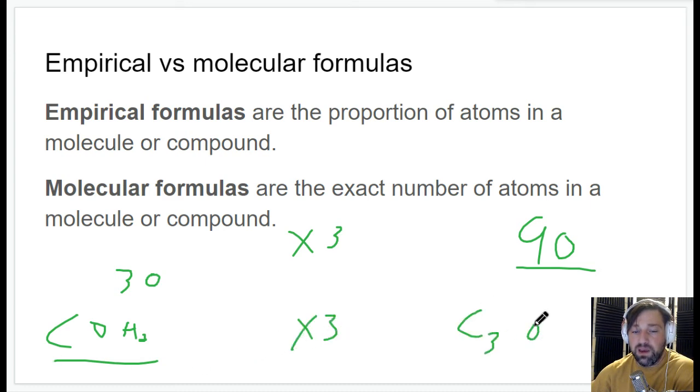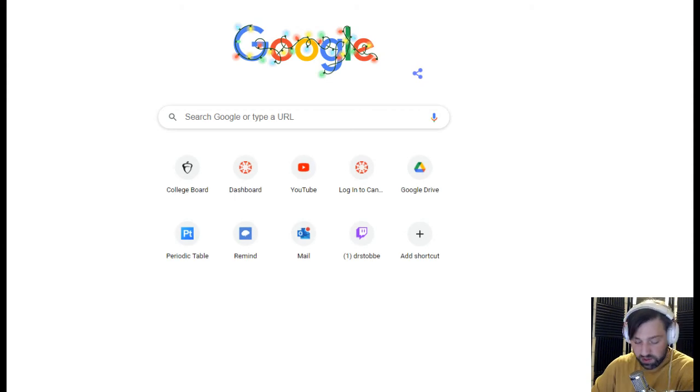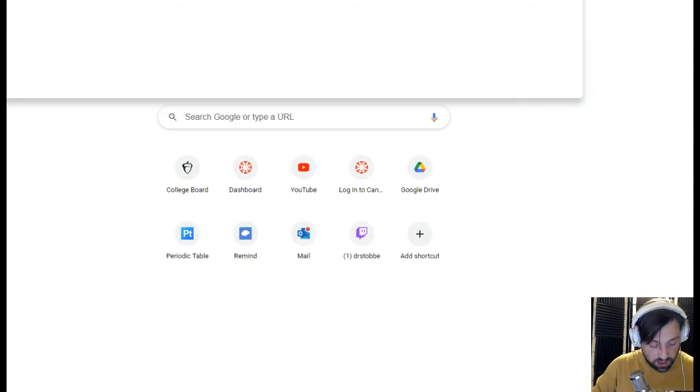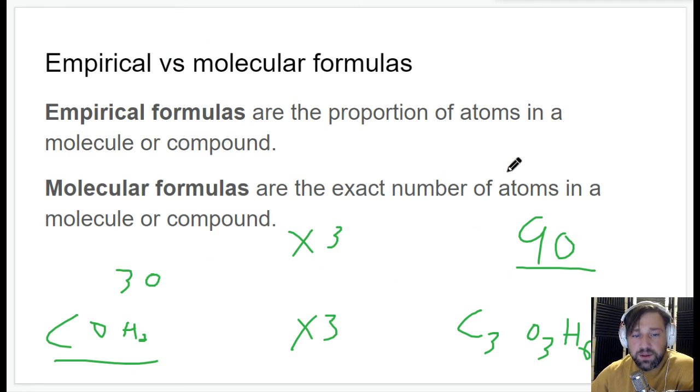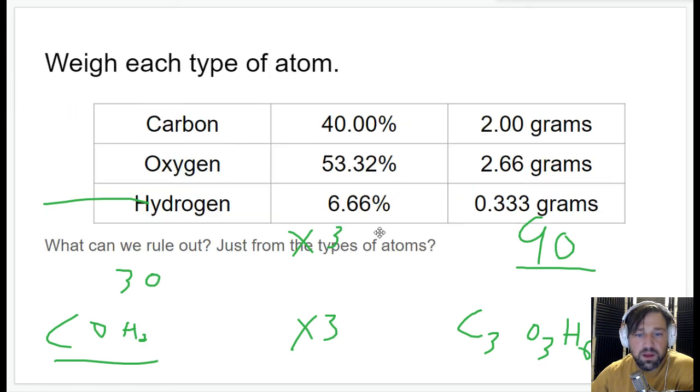So it's C3O3H6, right? And if I go through and look at C3O3H6, what we get is glyceraldehyde. Glyceraldehyde, I know, is a main component in vaping. So I've found someone vaping in the bathroom. Yeah, you forgot that there was a story associated with this. So that is how we can figure out the molecular formula from these types of ratios.